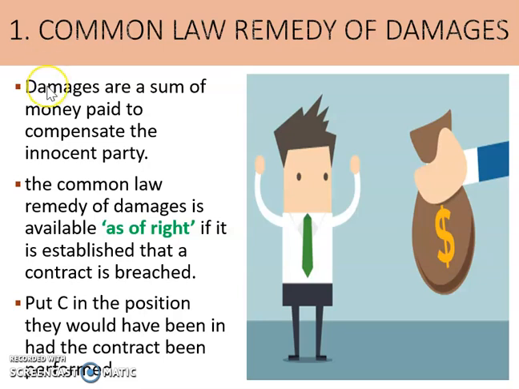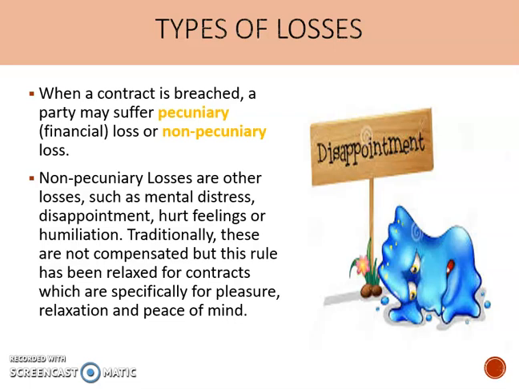So we know that there is a sum of money paid to compensate the innocent party. They are available as of right, as long as we can show that the contract had been breached. And the idea is we're trying to put the claimant back in the position they would have been in had the contract been performed. There are different types of losses, and we've seen this with tort before, that if a contract's breached, the party may suffer pecuniary or financial loss or non-pecuniary loss.